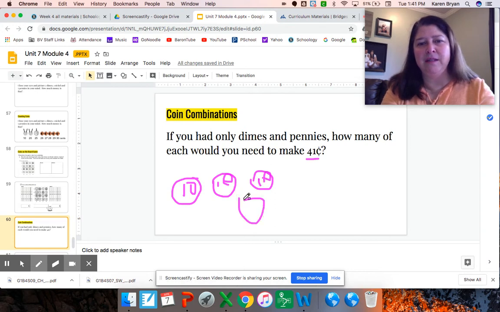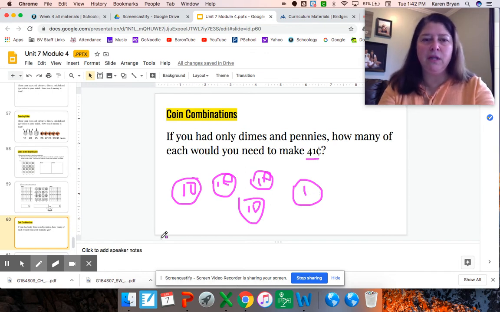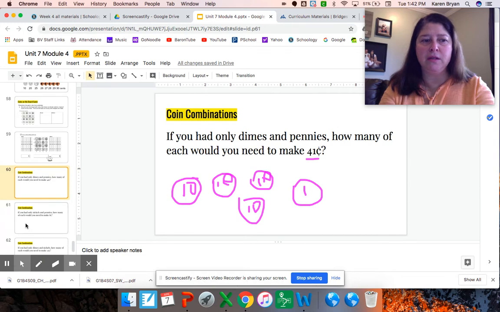And there's my last dime. And then remember, we just write the numbers, and then I have 1 1. So I would put 1 penny right there. And I would have 10, 20, 30, 40, 41 cents. Okay, but that's not the only way that I would be able to do that.